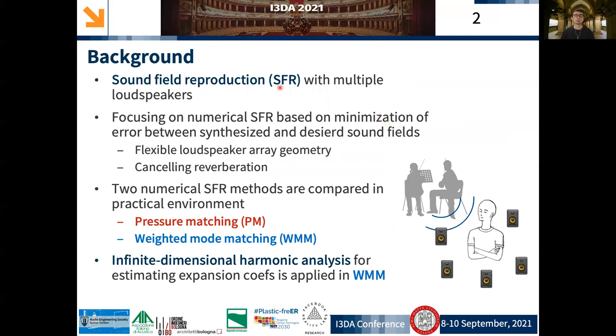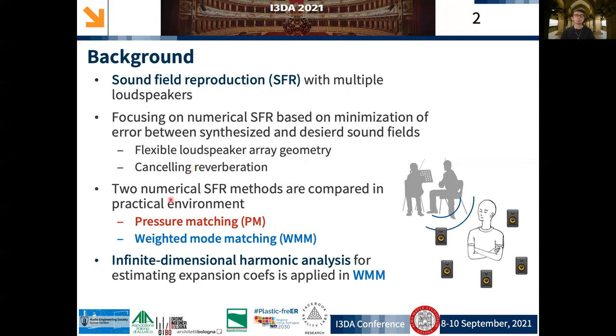Sound field reproduction is aimed at synthesizing a desired sound field inside the target region with multiple loudspeakers. We here focus on numerical sound field reproduction methods rather than analytical methods. The numerical methods are based on the minimization of error between synthesized and desired sound fields. One of the benefits of the numerical methods is the flexibility of loudspeaker array geometry. Furthermore, they can be applied in a reverberant environment by measuring impulse responses of the secondary loudspeakers in advance.